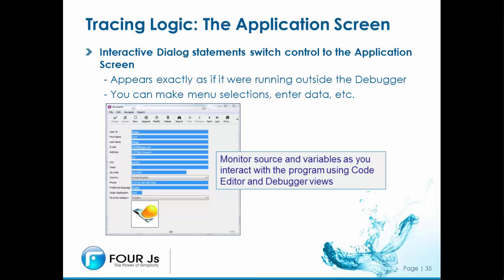So it could be a menu statement, for example, some sort of an input array construct, something along those lines. So whenever it reaches an interactive dialogue statement, that switches control away from the debugger, and it's just as though you weren't even using the debugger, right? You make your menu selections, you can enter data just as you would with a normally executing application. But you do have the benefit of being able to monitor what has happened up to that point with your views that you have, like your data view, for example. And you can manipulate variables while you're sitting at that point.